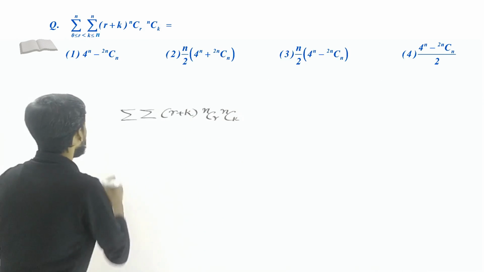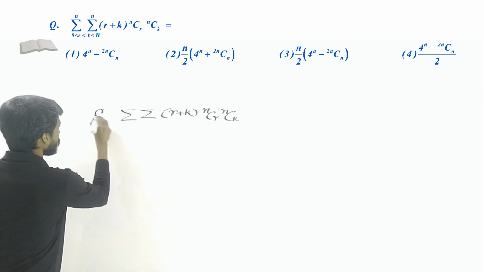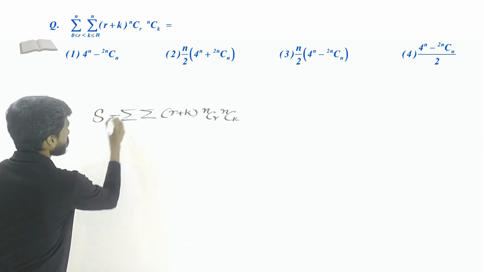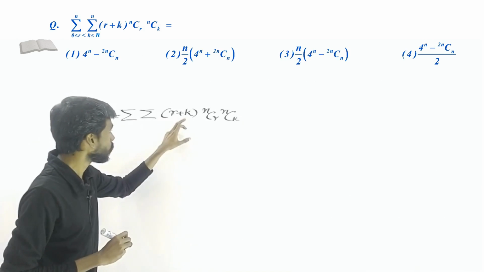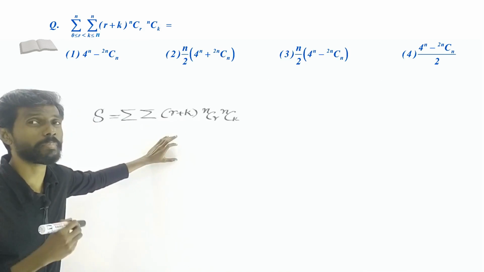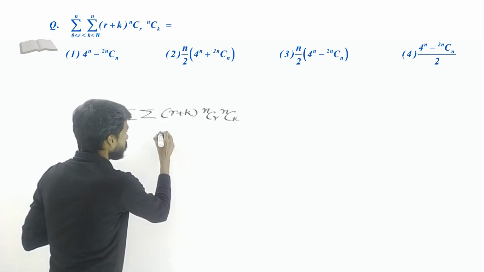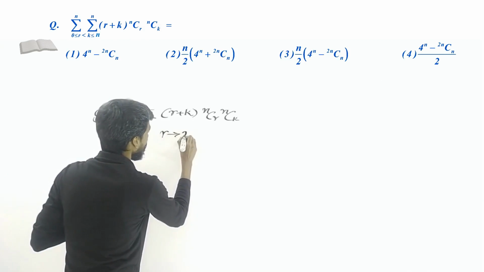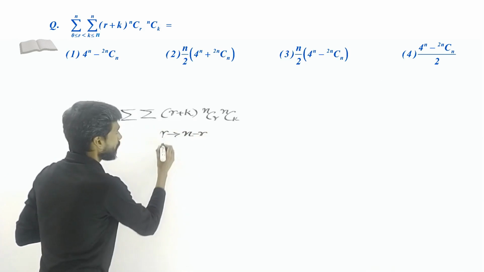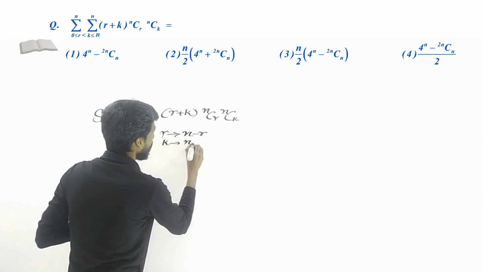So what we do, let us take this sum to be S. S is what we need to find. So what do you do? We have already used a similar method in one question. Replace this r by n minus r and replace this k by n minus k.